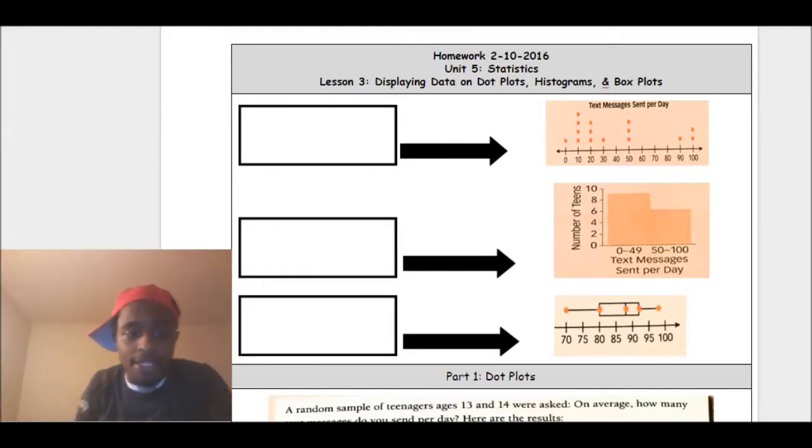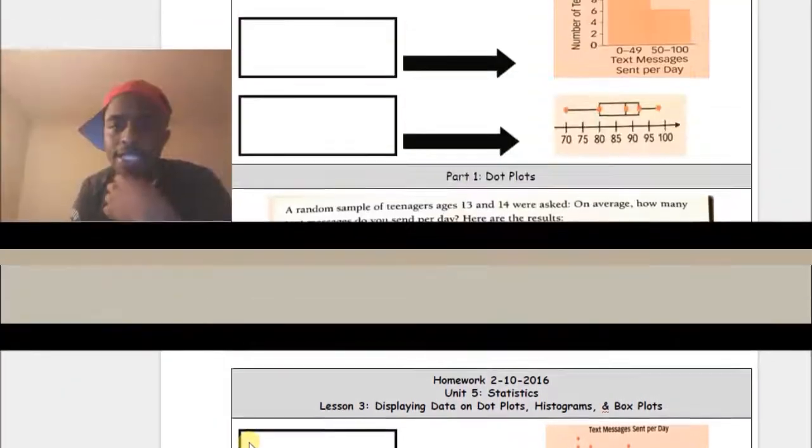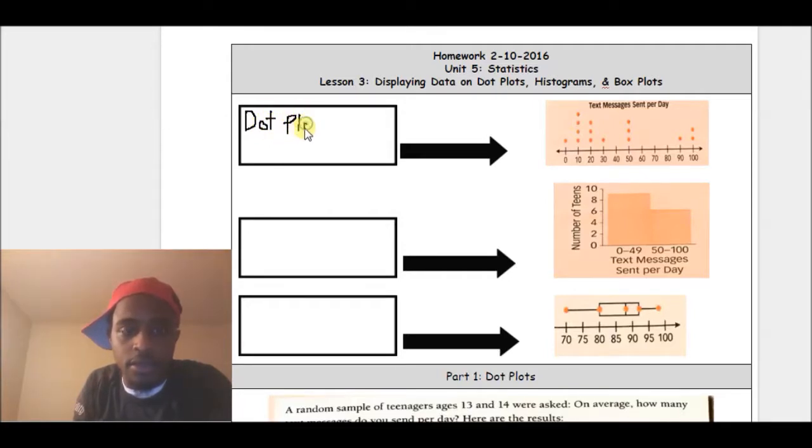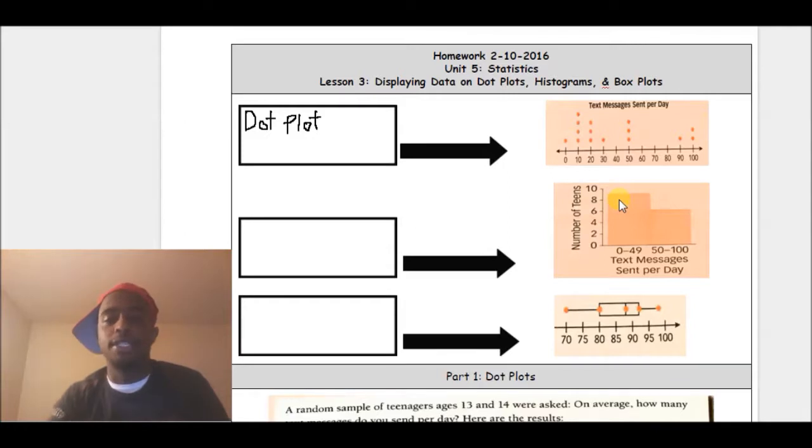All right, first, this should just be a review: identify each of these graphs. The first one, clearly it has dots, so it's going to be a dot plot. I'm just going to write dot plot here. It's kind of hard writing with this thing, but there we go. A dot plot is a graph that represents each data point with dots.